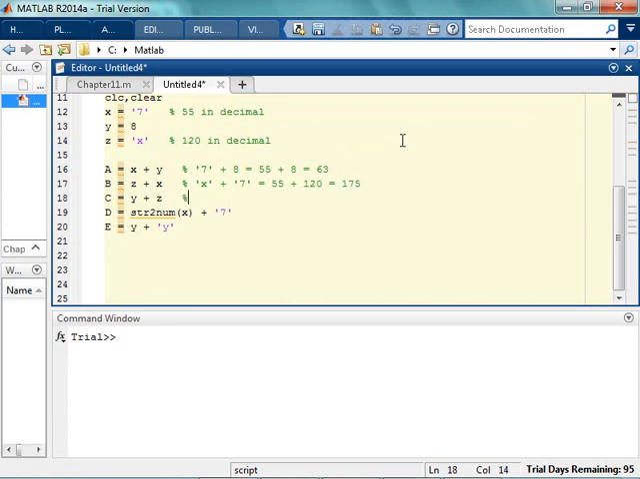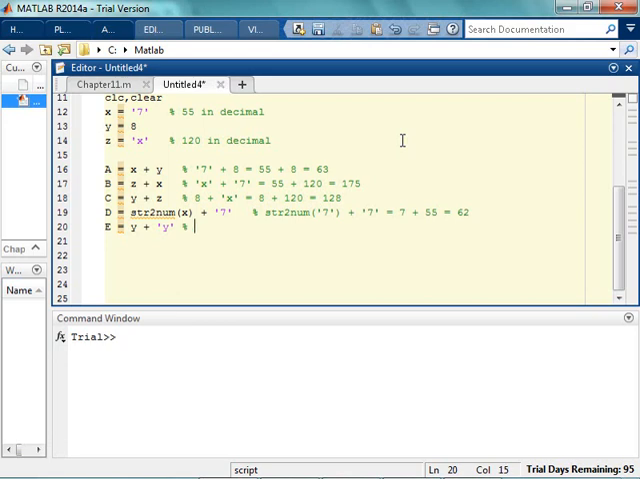Okay, then you have y plus z. So y is 8, and then z is x. So I have 8 plus 120, which is 128. Then I have string to num x, which is 7. So string to num 7 plus 7. String to num 7 is just 7 by itself. 7 in quotes is still 55, and so that gives me 62.